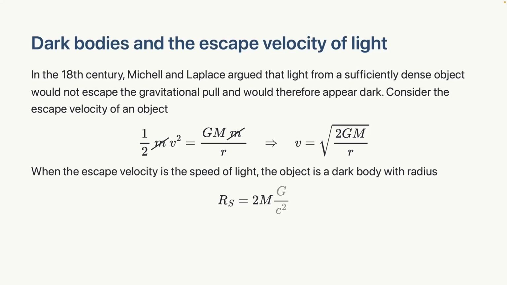The remarkable thing about this is that it's exactly the Schwarzschild radius of a black hole event horizon. And I think it's related to this equality, the equivalence principle of inertial and gravitational mass. But this is also in some way a coincidence. The dark body of Newtonian physics is nothing like the black hole of classical general relativity.